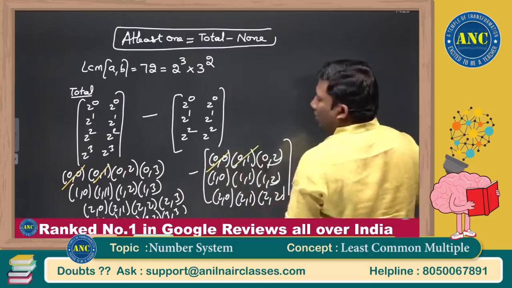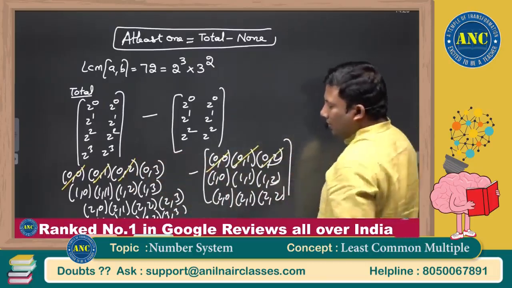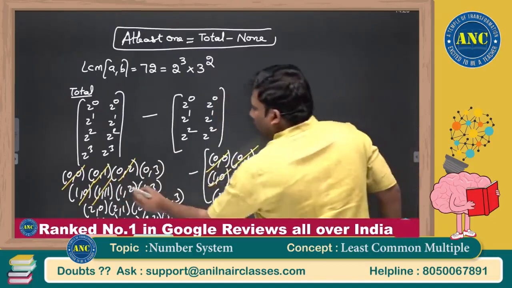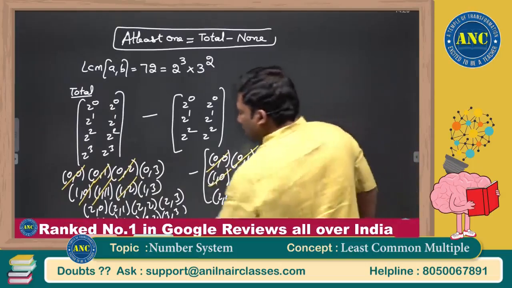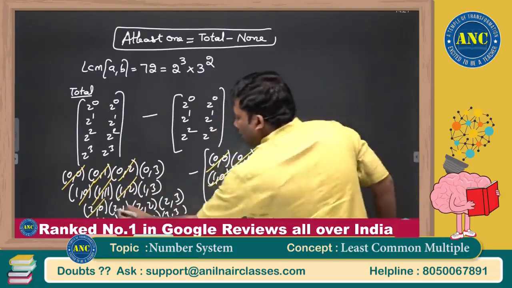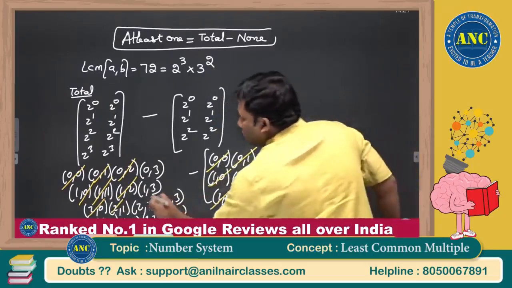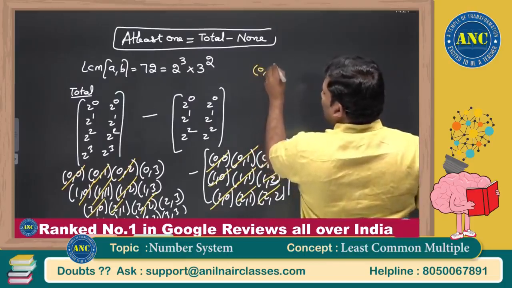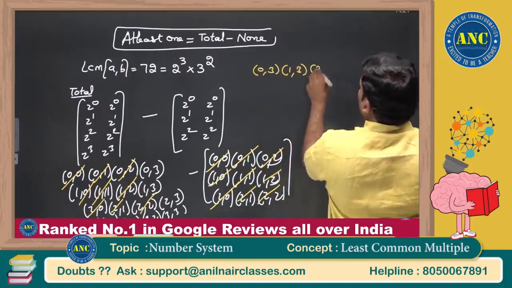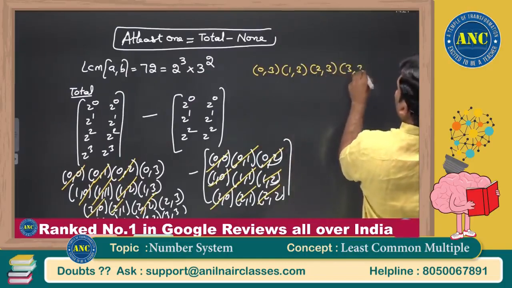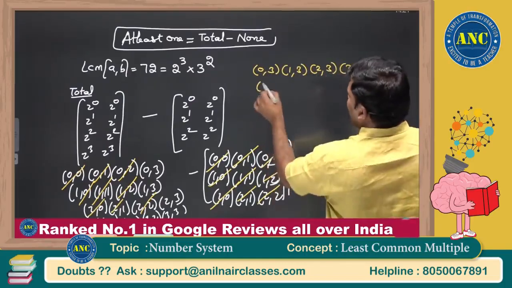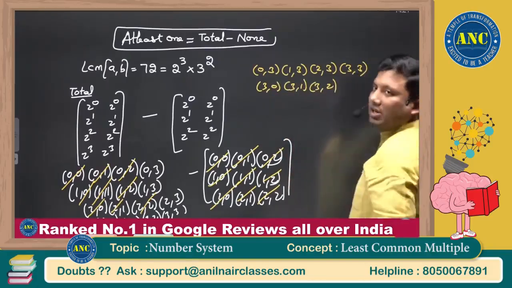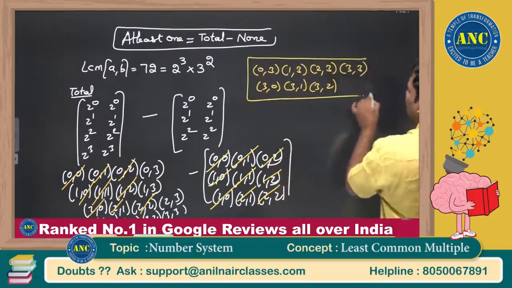0,1 out. 0,2 out. 1,0 out. 1,1 out. 1,2 out. 2,0 out. 2,1 out. 2,2 out. What is remaining there? Remaining cases are 0,3; 1,3; 2,3; 3,3. Next cases 3,0; 3,1; 3,2. Isn't it? These are the cases we got in traditional method 1.